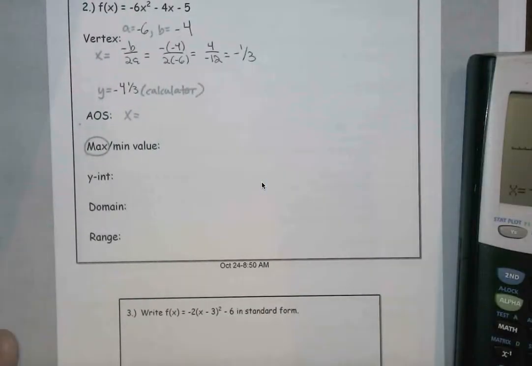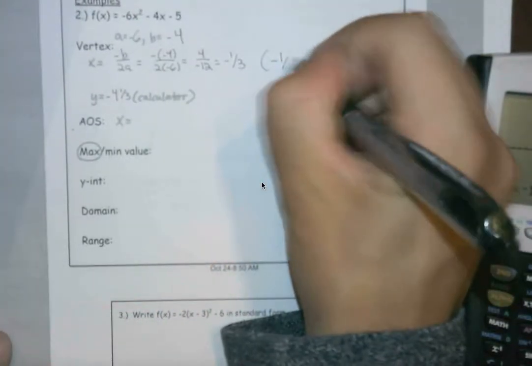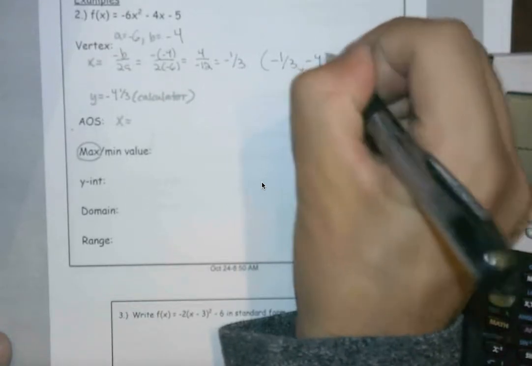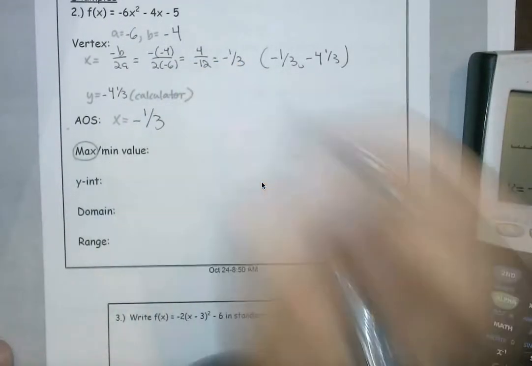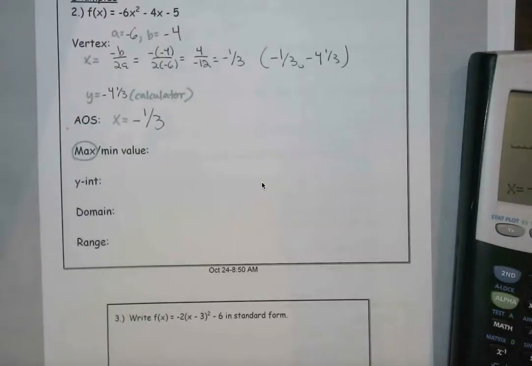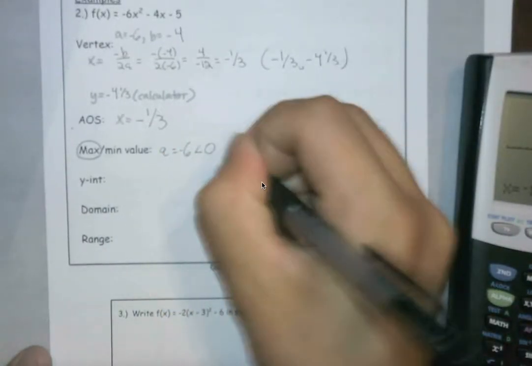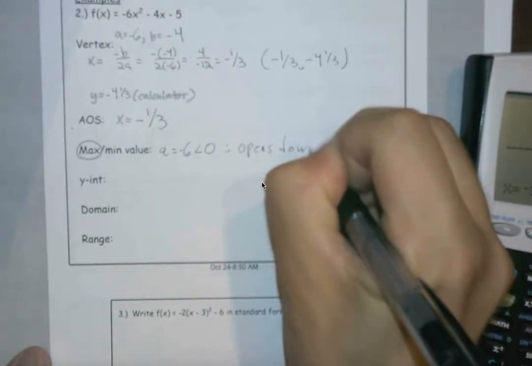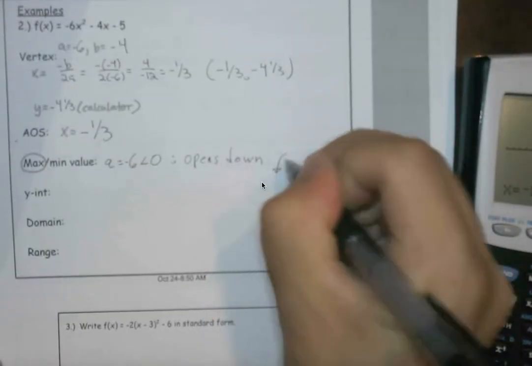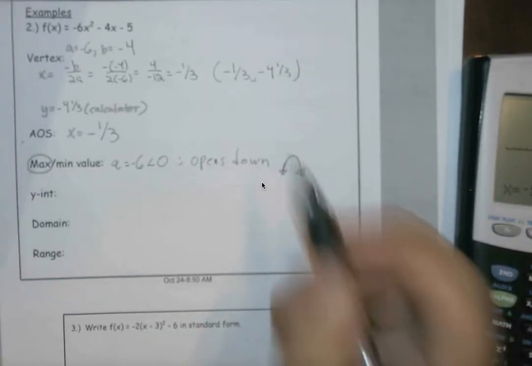I know my axis of symmetry just based off of the vertex, since this is -1/3, comma, -4 1/3. My axis of symmetry has to be when x is -1/3. I know that a is equal to -6, which is less than 0, which is implying that this opens down. So it makes sense that if it opens down like this, there's definitely a maximum highest point, a king of the hill, if you will.